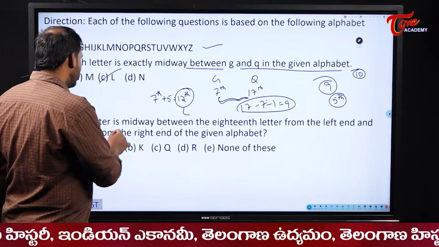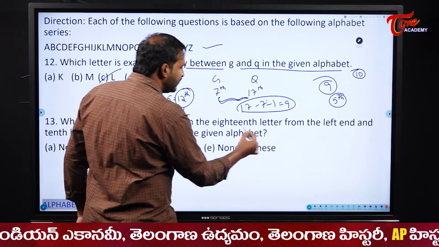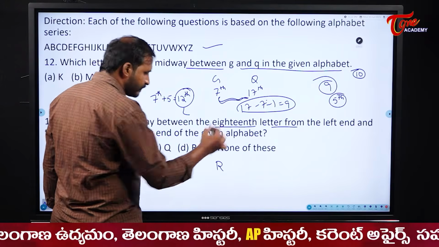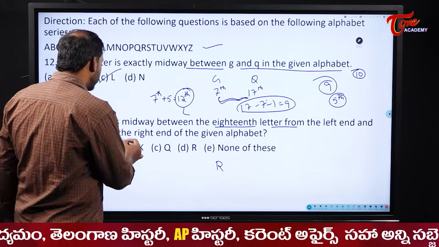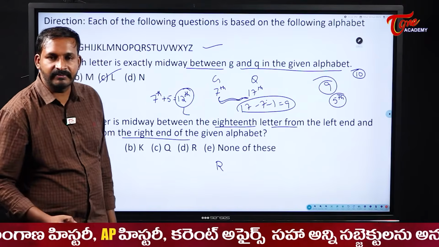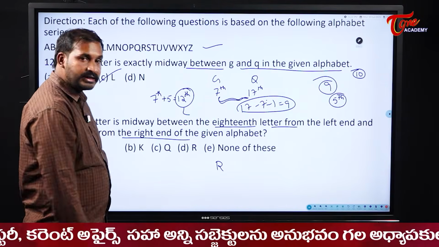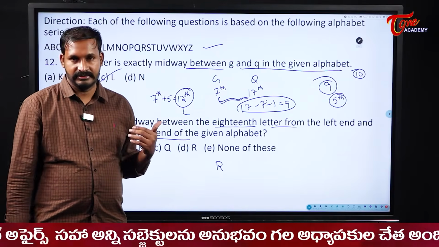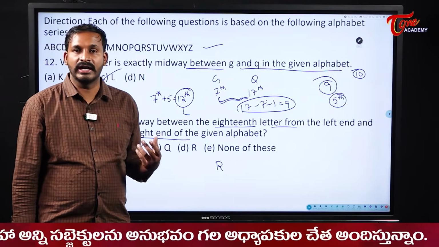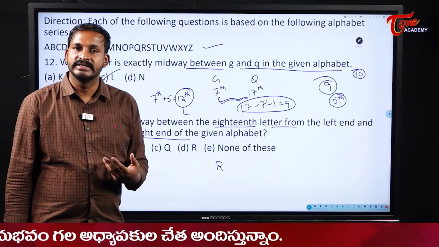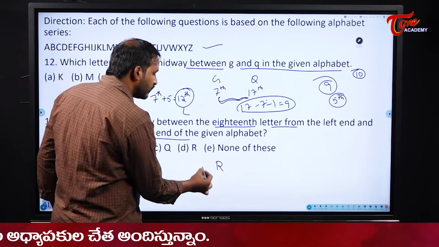Next one. Which letter is midway between the 18th letter from the left hand and the 10th letter from the right hand? The 18th letter from the left hand is R. And what is the 10th letter from the right hand? We don't know, sir, actually. So what I will do? 27 minus 10, 17th. So, Q, right?